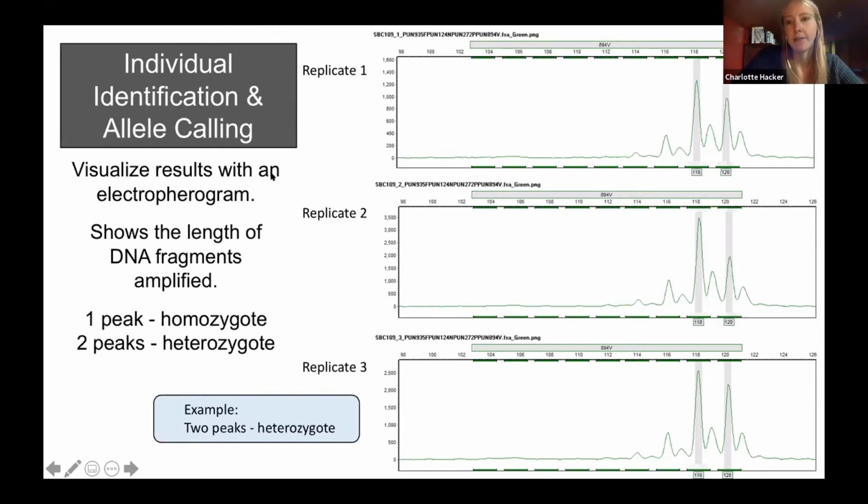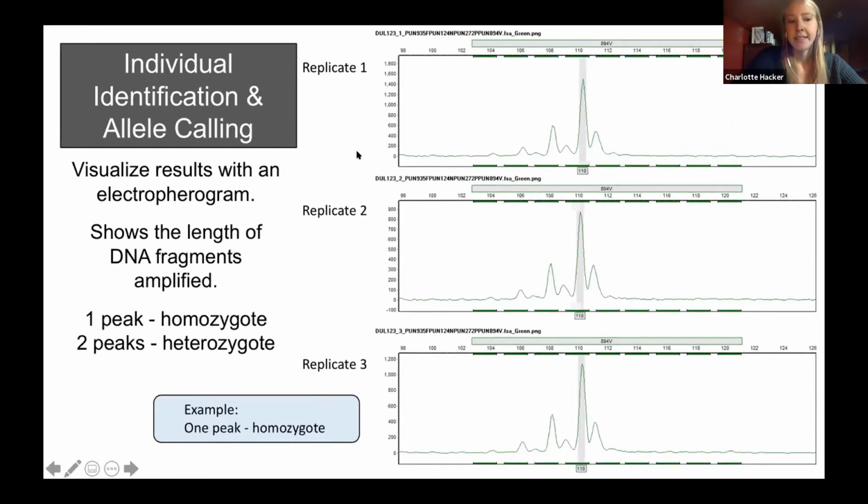You're going to have peaks representative of the actual length of the fragment. If there are 2 peaks, it would be a heterozygote, because remember, you have 2 copies of everything, one from mom, one from dad. If there's 1 peak, then it's going to be a homozygote. In this particular case, snow leopard SBC 109 is a heterozygote at 118 and 120 for this microsatellite locus 894. We may change the number of microsatellites that we're looking at depending on the application. For individual identification, we usually do 7 to 8 microsatellites because that gives us a sufficient probability of identity. But if I'm looking at something like landscape genetics, where I really want to dig in a little bit deeper, then I'm going to use anywhere up to 32 microsatellites.